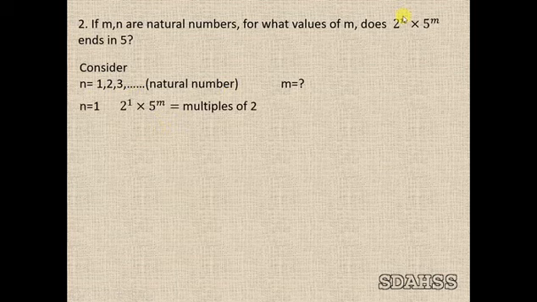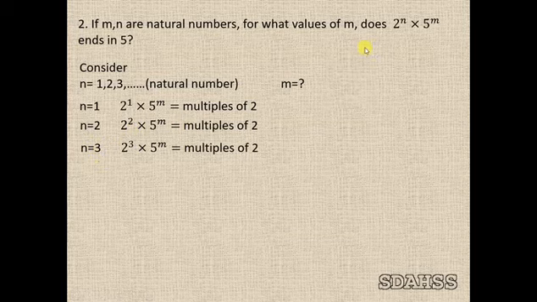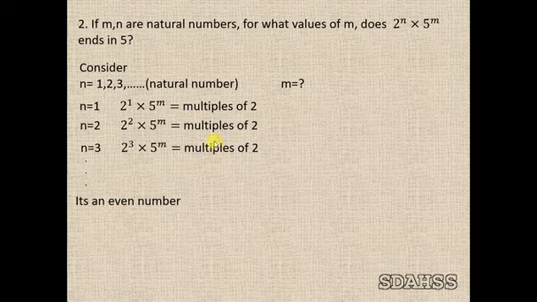Substitute n is equal to 1. Then you will get 2 power 1 into 5 power m. It's a multiple of 2. Substitute n is equal to 2. Then you will get 2 square into 5 power m, again a multiple of 2. Substitute n is equal to 3. So you will get 2 power 3 into 5 power m. Again it is a multiple of 2, etc. A multiple of 2 is an even number.